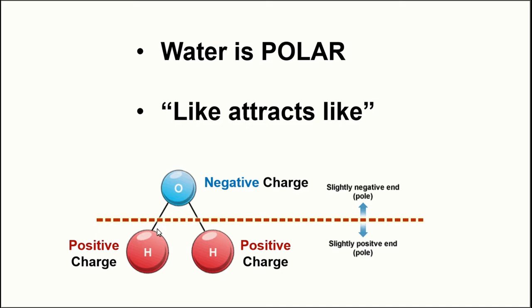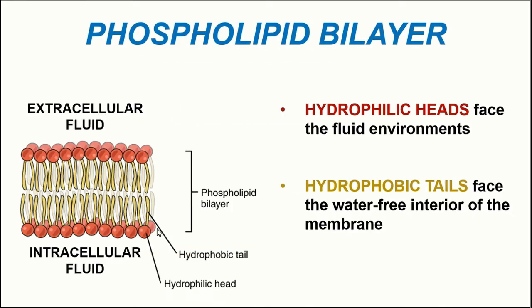That phosphate-containing head group of our phospholipid is also polar, which means that water is attracted to the polar head groups of phospholipids and vice versa. And so the phosphate-containing head groups tend to face the watery environments, either inside or outside of the cell. And we can see that in this diagram here.